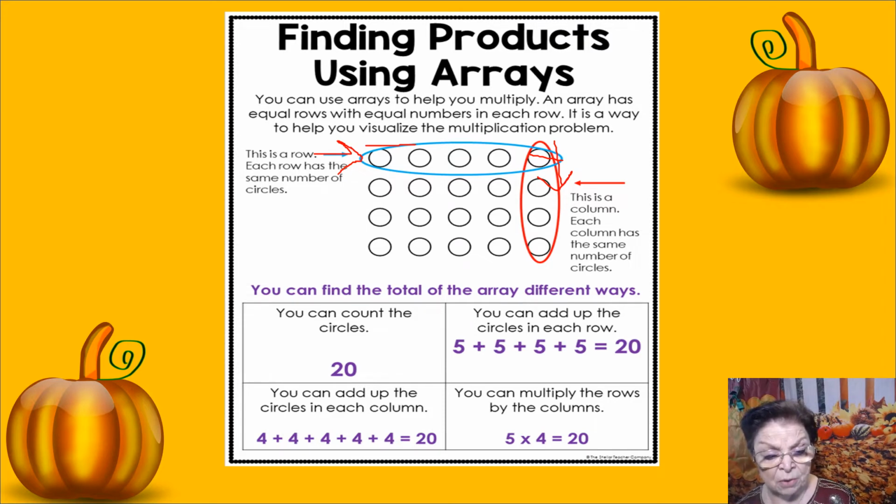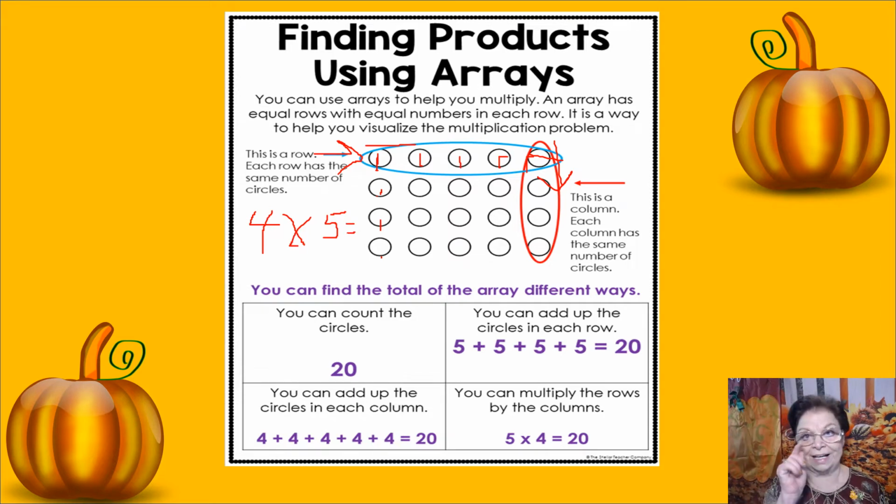So, if the multiplication problem, let's look at this. What's the multiplication problem going to be? How many rows do we have? We have 4 rows times how many columns? 1, 2, 3, 4, 5. So the multiplication problem is going to be 4 times 5. Now you may already know. If you know your 5's, you may just say, oh, I got it. I know that answer. It's 20. So you could count the circles, and you'd count 20 circles.